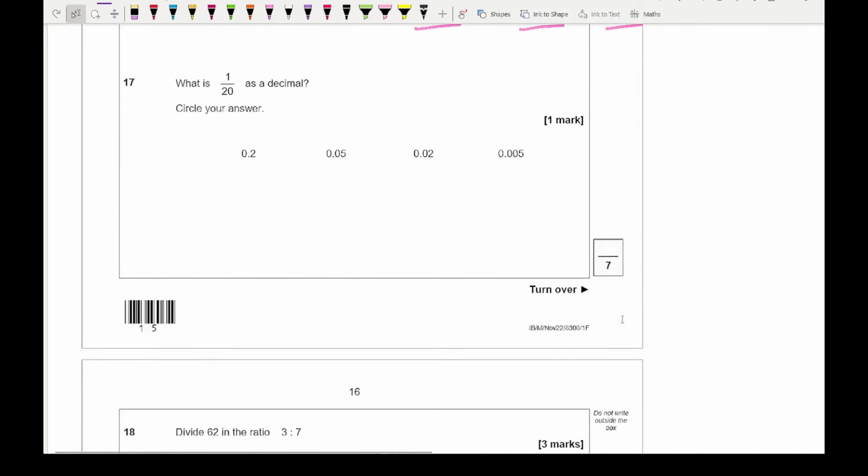Moving on to question 17, it says what is 1 over 20 as a decimal? Circle your answer. So 1 over 20, and again, there are a number of ways in which you can do this. It's going to be half of 1/10. So that's going to be 0.5 times 0.1, which is 0.05.